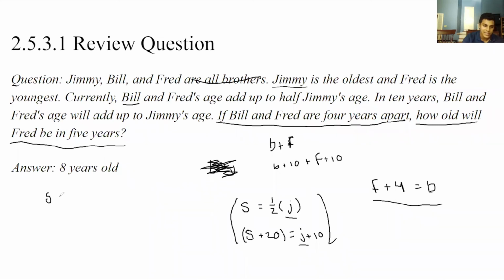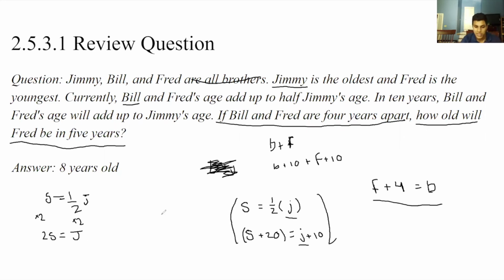It says S equals 1/2 of J, right? Oops, that's a capital J. Sorry, lowercase j. S equals 1/2 of J. So I just need to get rid of this 1/2. So I multiply both sides of the equation by 2, since 1/2 is technically divided by 2. And then it's 2S equals J. Okay, perfect. So I finished doing that for my first equation.